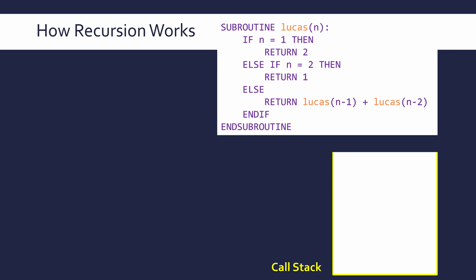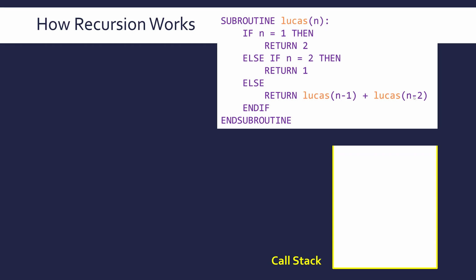Let's look then at how this will work if we trace through it with, again, 5 as our argument. This should end up with 7 at the very end. Okay, we put this on the call stack, as we call it.